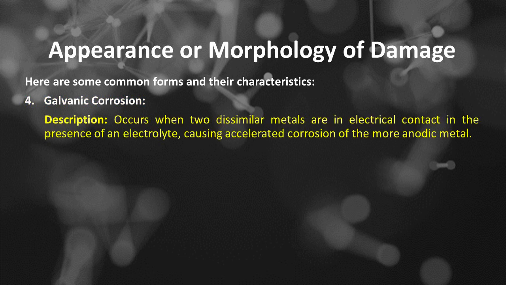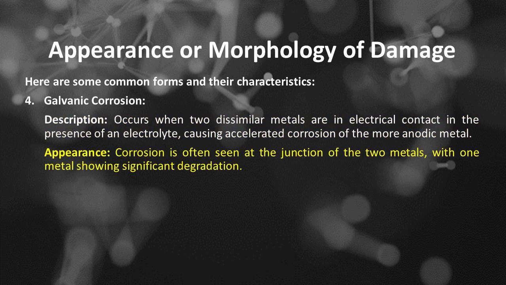Number 4 is galvanic corrosion. Galvanic corrosion description. Occurs when two dissimilar metals are in electrical contact in the presence of an electrolyte, causing accelerated corrosion of the more anodic metal. Galvanic corrosion appearance. Corrosion is often seen at the junction of the two metals, with one metal showing significant degradation.